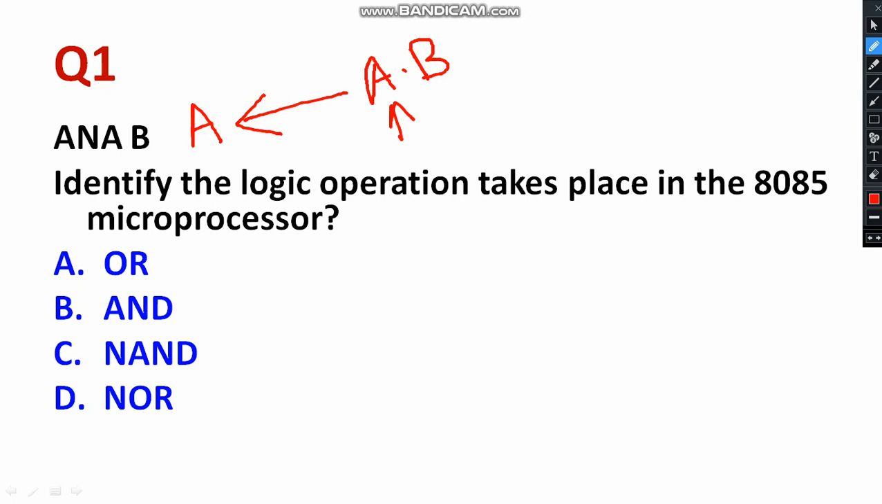The contents of the accumulator and the B register undergo a bitwise operation, a bitwise AND operation. That is why it is dot. Clear? So which is the right answer? Please select option B. Hope you are understanding.